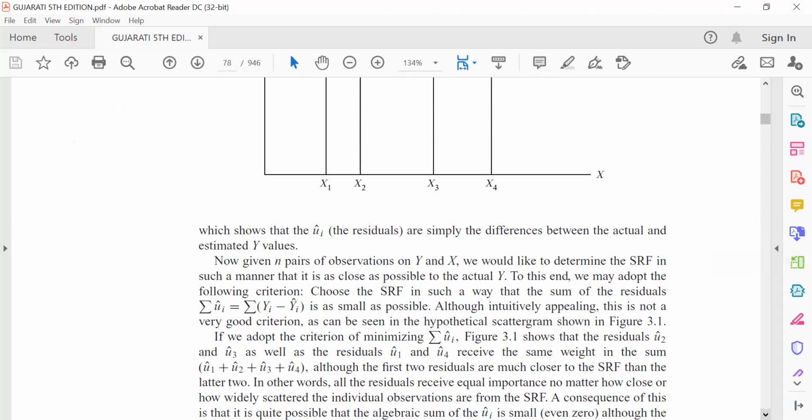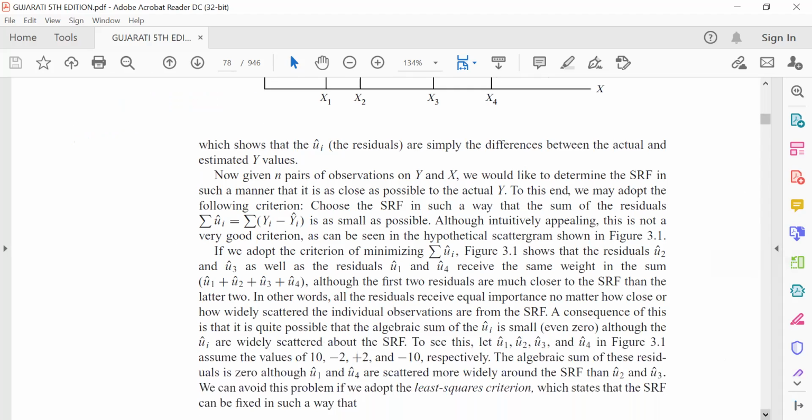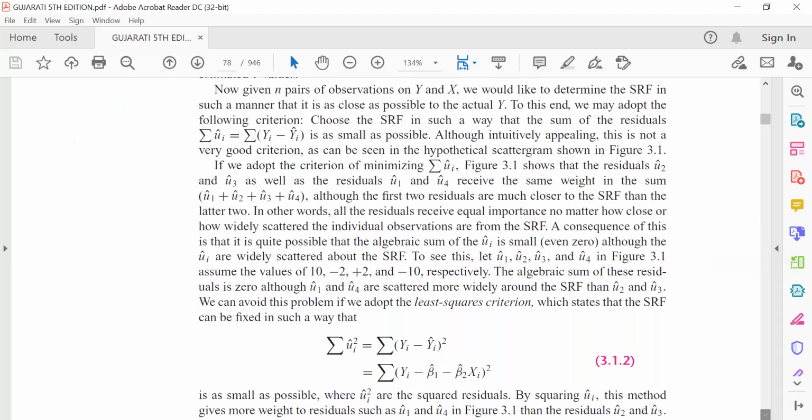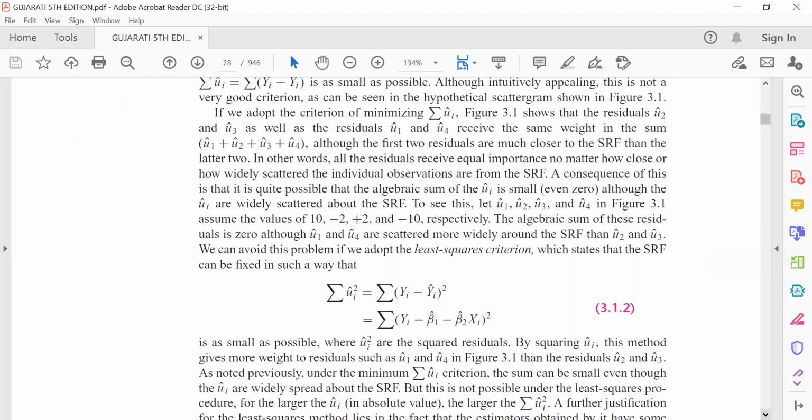Now, in the ordinary least squares model, the objective is to minimize residuals. Because the summation of residuals is 0, the residuals must be squared. So this is 3.1.2, the squared residual. Because our method is to minimize the residual, we use an optimization process. In optimization, we have two conditions.